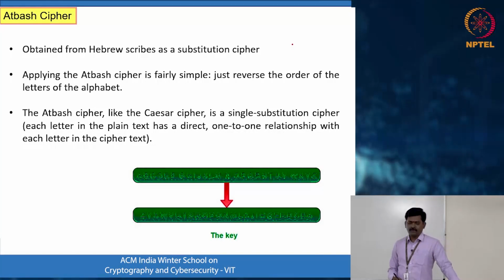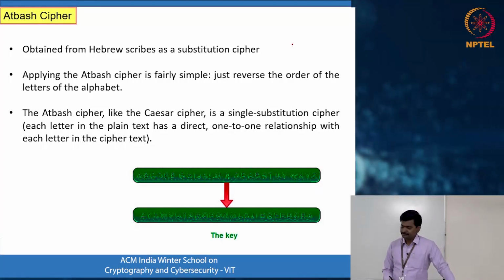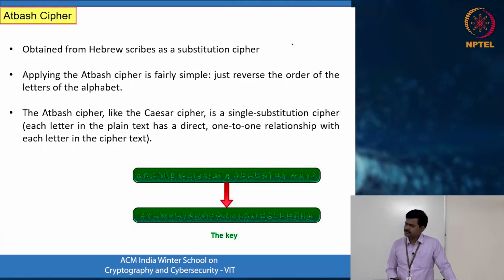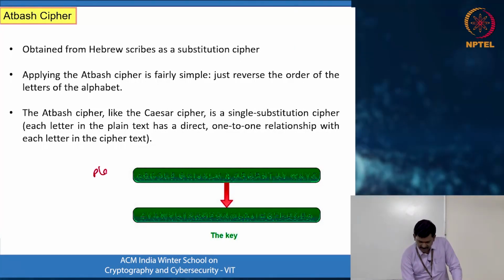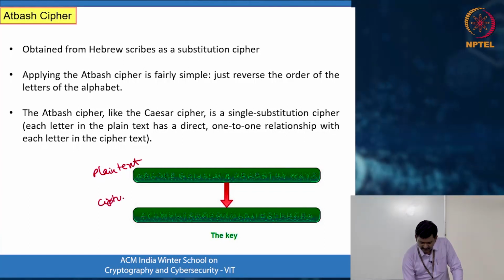There is another cipher called Atbash cipher. This cipher is fairly simple. You see, tell me what it has done. This is the plain text alphabets. This is the cipher alphabets.